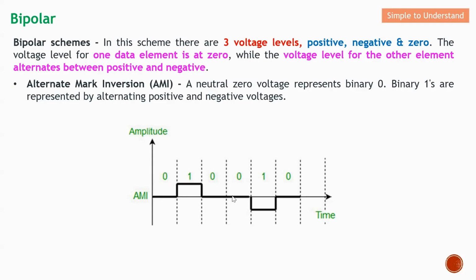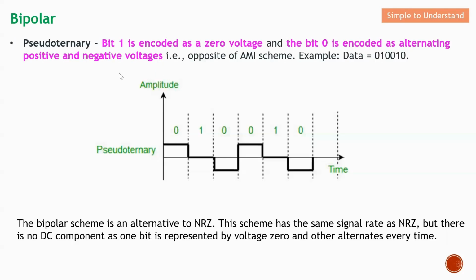And again, I'm going to remain at 0 volt for the next bit. But for the next bit, when the message is one, earlier on it was positive, so now I need to switch to negative. So this is the meaning here, alternating positive and negative voltage. So this is AMI, alternate mark inversion.